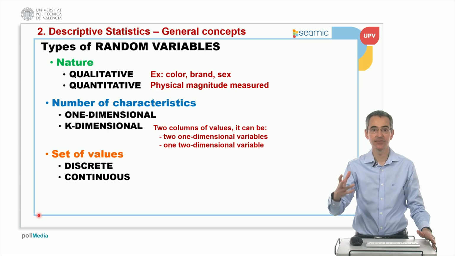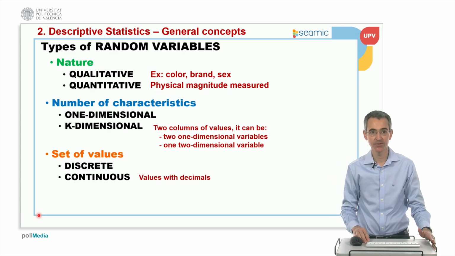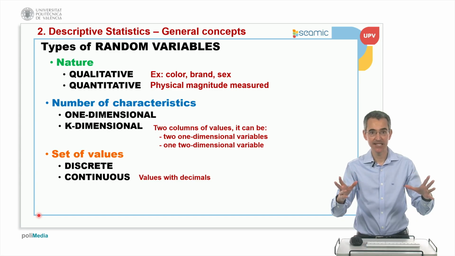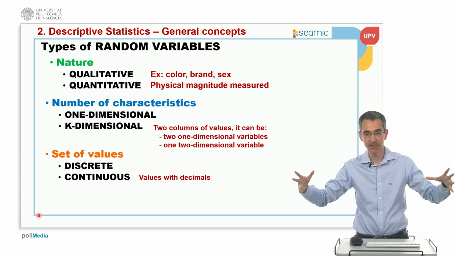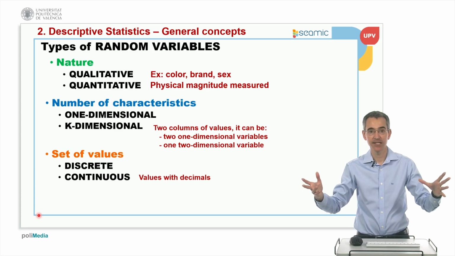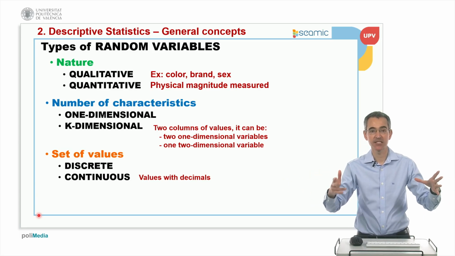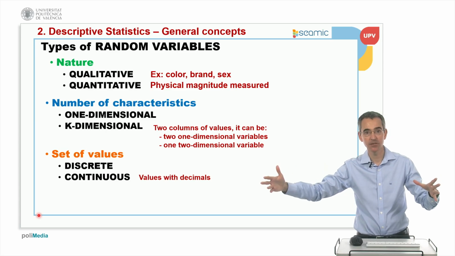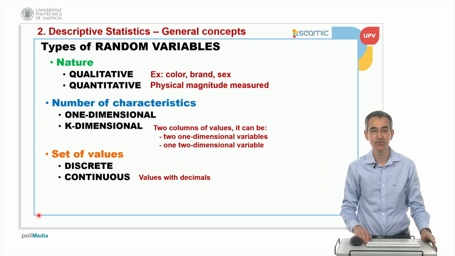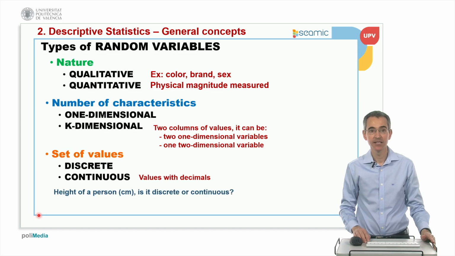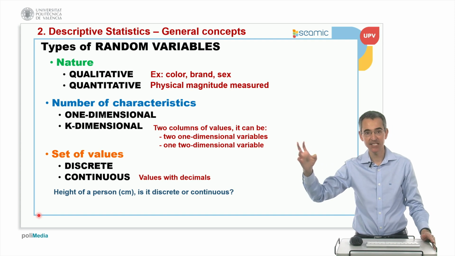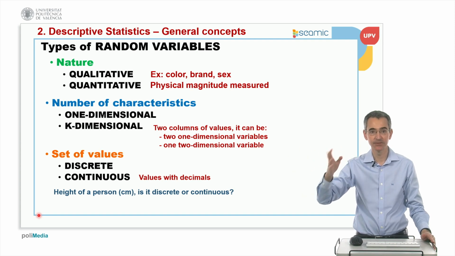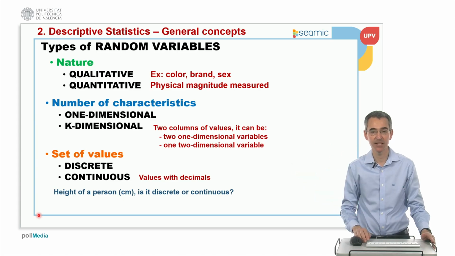Then, according to this set of values, we can talk about discrete variables or continuous variables. Continuous means that values are expressed with decimals, which is quite often, okay, like time. Time can be expressed in minutes, seconds, milliseconds, and so on. I can give the value with decimals. So discrete means that the value does not contain decimals, and usually is the result of counting. Okay, the values are like 1, 2, 3, but never with decimals.